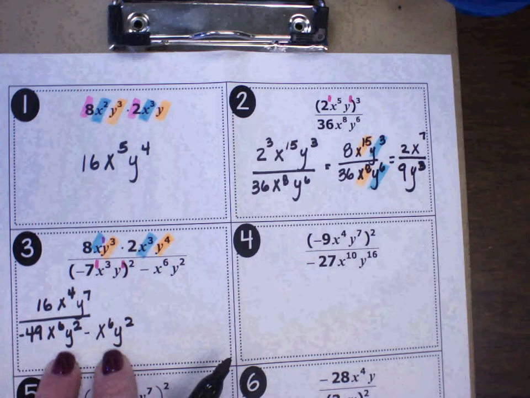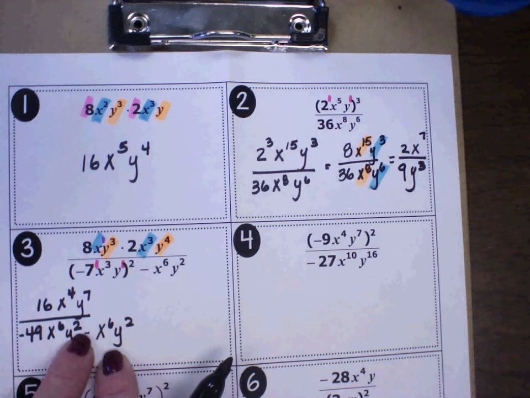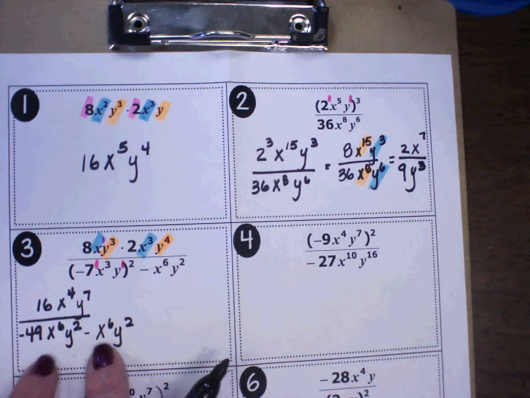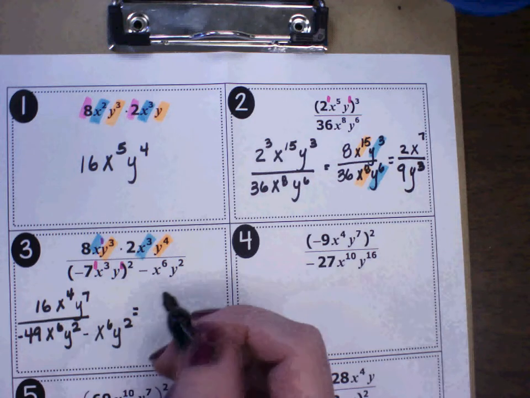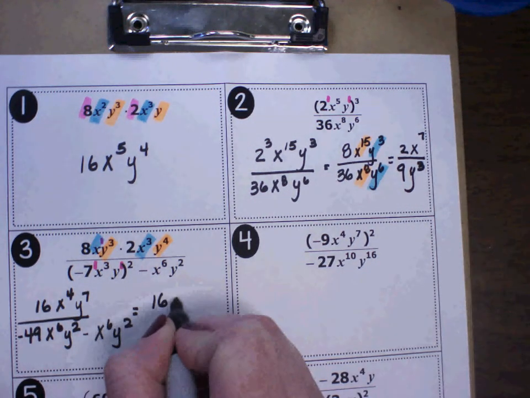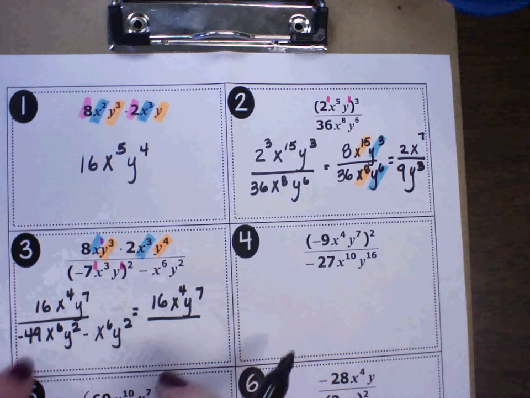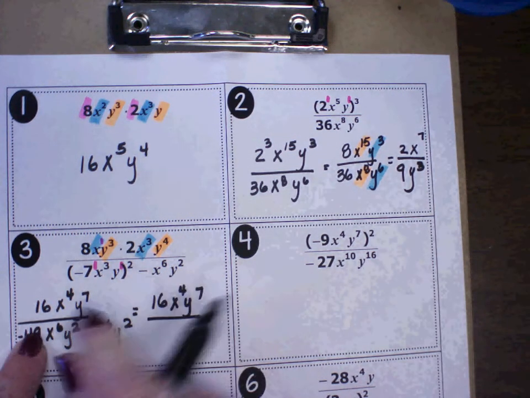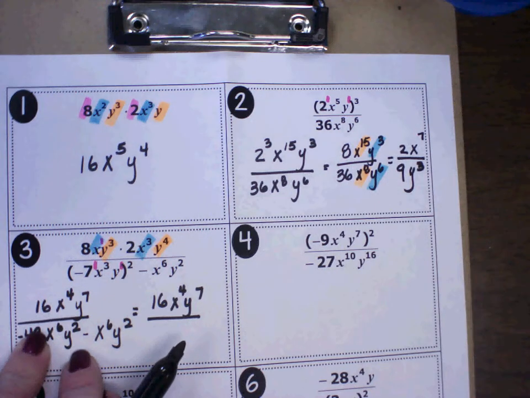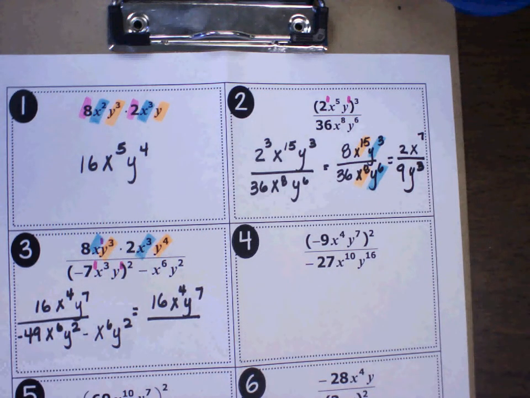Now we did this in summer. You got negative 49 and then minus another one of those. Both of them are negative, so you can go ahead and add them. So this would be 16 x4 y7. What is negative 49 and negative 1? Negative 49 and negative 1. Come on. Can you help me around here so that I don't get frustrated? Thank you. Negative 50.